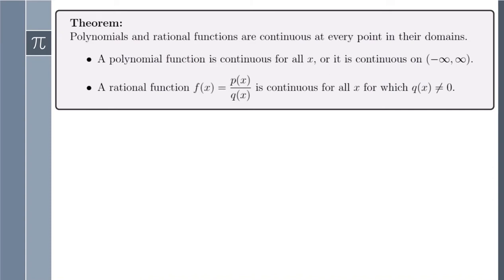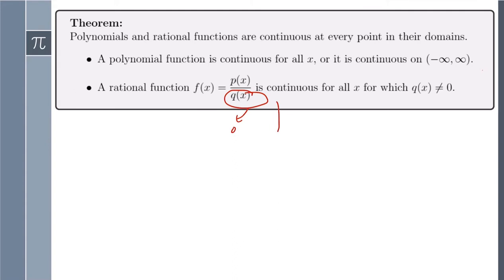Now we have a theorem which says that a polynomial function is continuous for all x, or it's continuous on its domain, which is negative infinity to infinity. That means a polynomial function is always continuous, so we don't have to check the continuity of a polynomial function. A rational function is continuous for all x except when the denominator is 0. So there could be two cases when the denominator is 0. One is the function might have a hole, or the function might have a vertical asymptote.